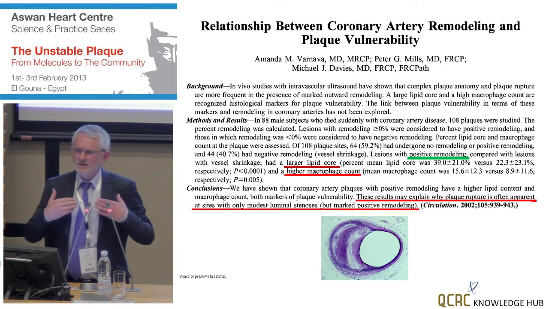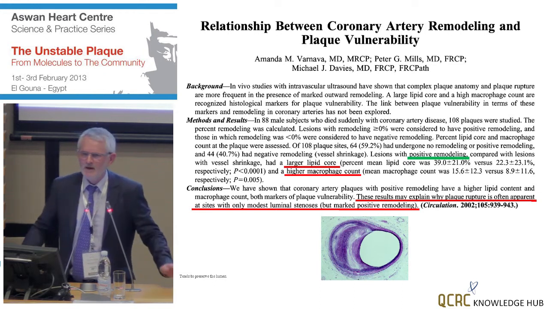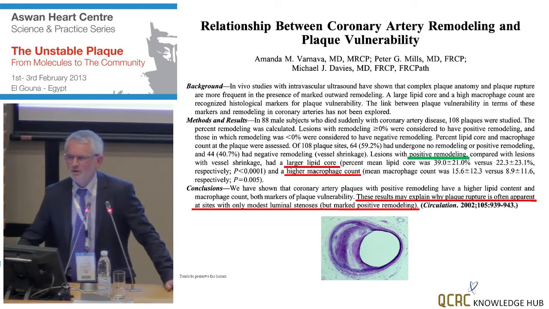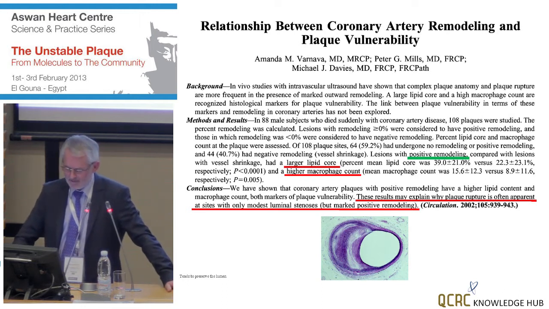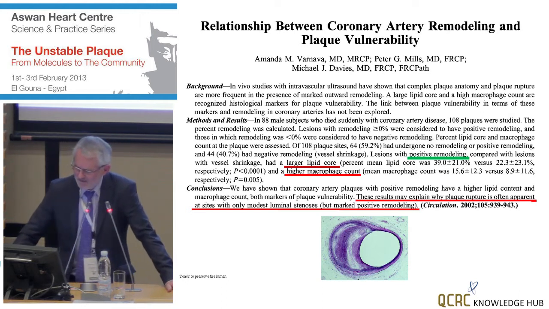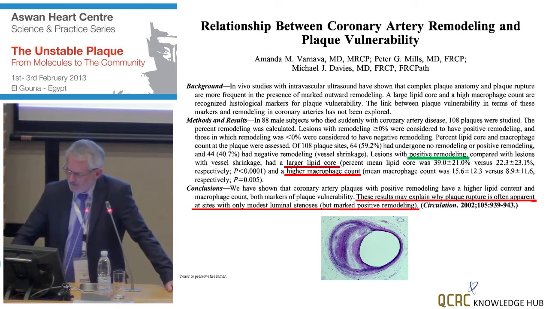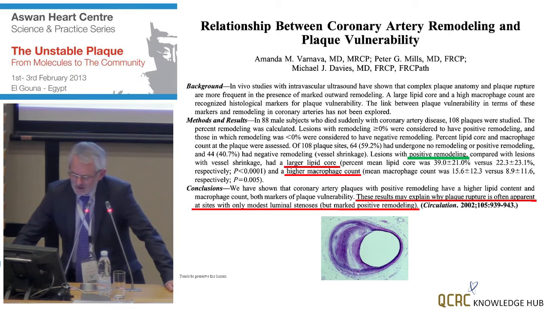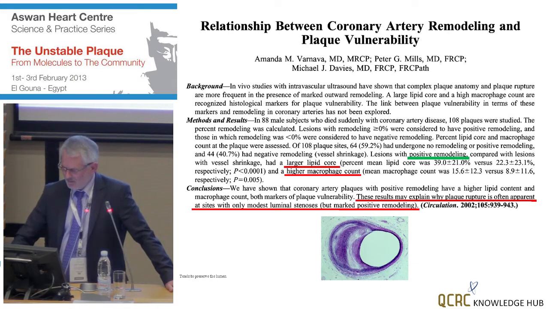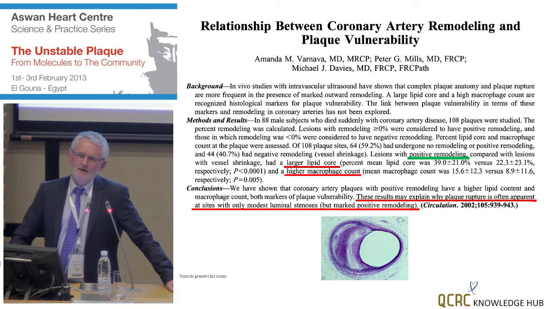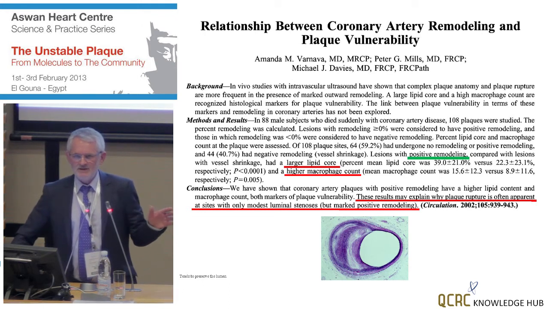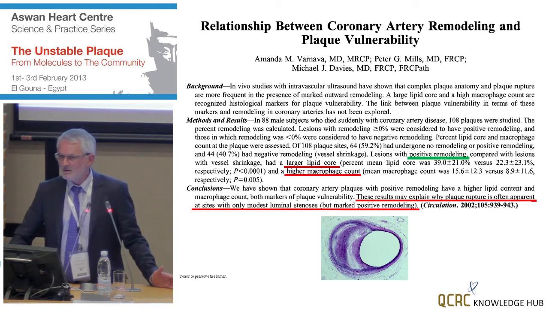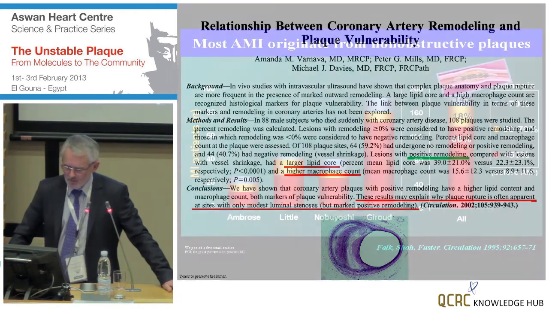So it may be good that you try to preserve the lumen, but of course not if it occurs at the expense of a higher risk of plaque rupture and coronary thrombosis. So he concludes here, these results may explain why plaque rupture is often apparent at sites with only modest luminal stenosis but marked positive remodeling. So these plaques that are at high risk of rupture and thrombosis may be difficult to see on coronary angiography that only shows you the lumen.